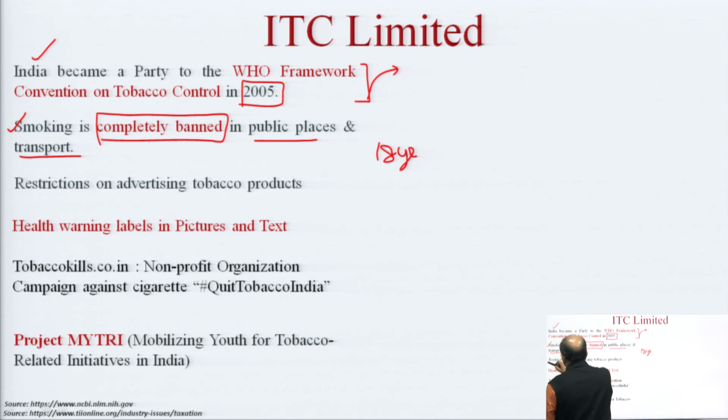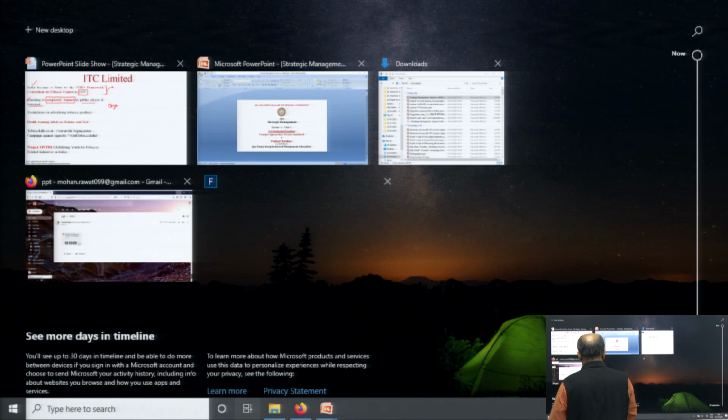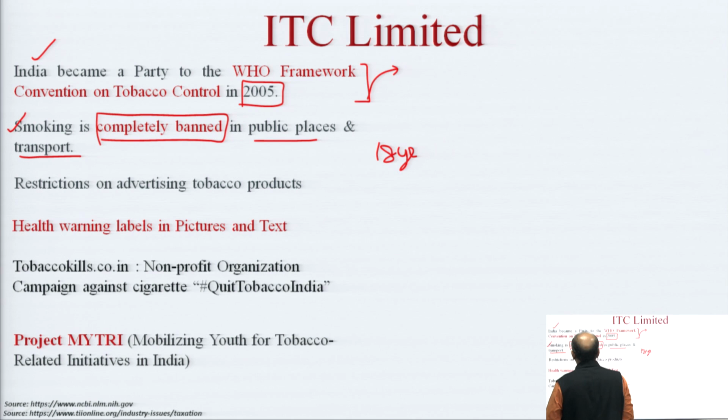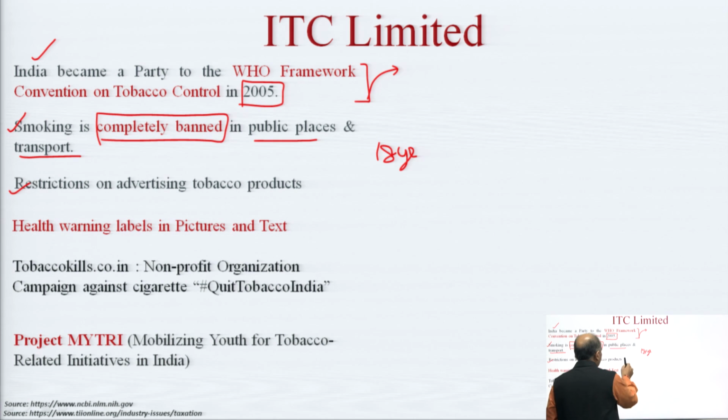Also, there are restrictions on the advertising of tobacco products. Companies cannot promote tobacco products. They have to follow certain other routes to promote their products. Direct awareness campaigning and direct advertising are not possible, and we have seen the concept of surrogate advertising to overcome this issue.